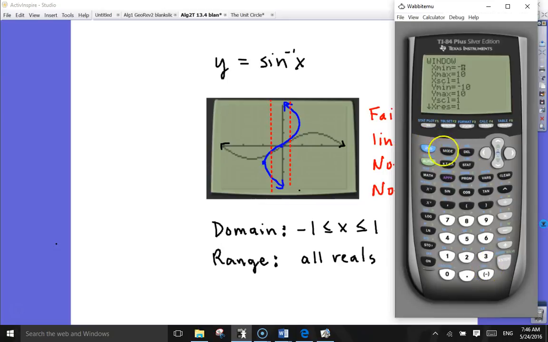Negative second pi, enter, to second pi. And I'll leave it as 1, that's fine. And then I'll go negative pi, negative second pi, enter, to positive pi, and I'll leave it at 1, and I graph the sine x, close, and I look at the graph, and it should be pretty much what I just drew there.